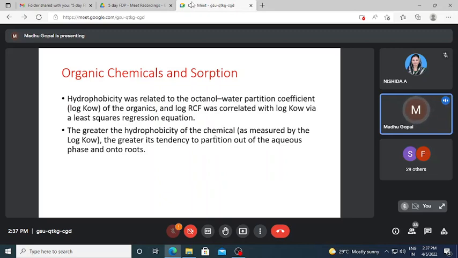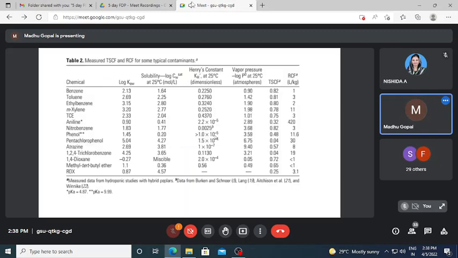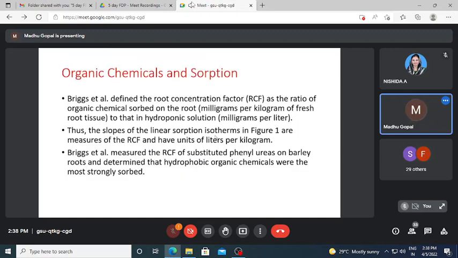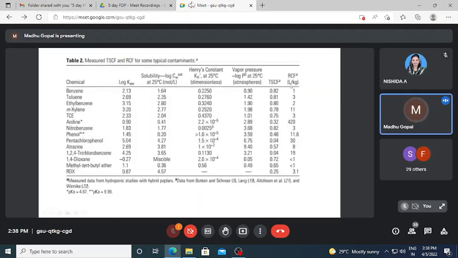Then we have seen hydrophobicity. Hydrophobic substances can easily be fixed on other materials, so they can be easily fixed by adsorption. So hydrophobicity was related to the octanol water partition coefficient. Octanol water partition coefficient of the organics. And again, these are some RCF values. These root concentration factor values are shown here, in liters per kg. The last column is this RCF. So some of the substances have very high RCF values, for example, aniline, then pentachlorophenol and all that.